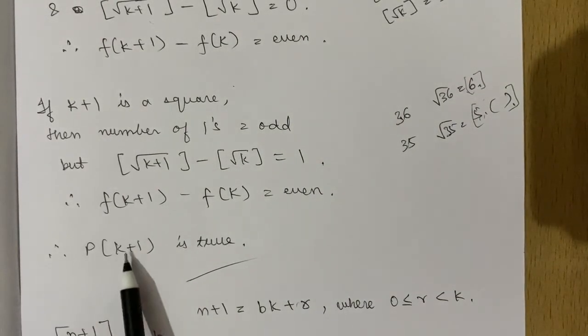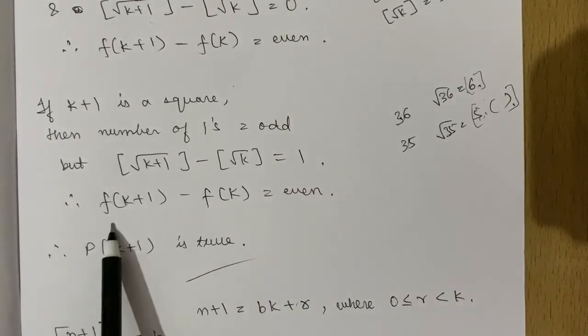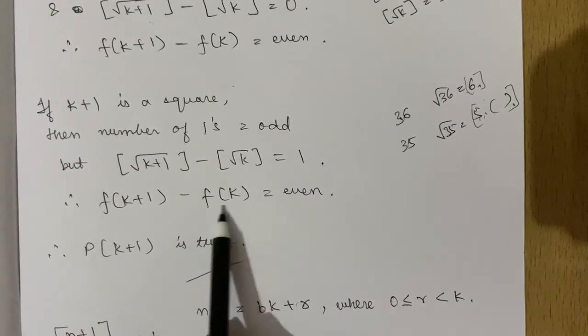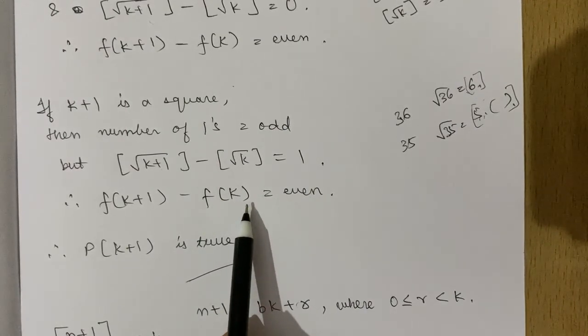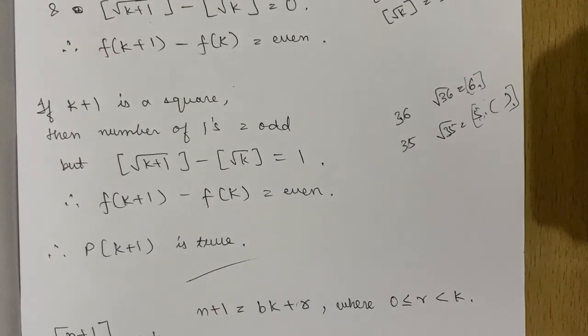Therefore, in both cases we showed that f(k+1) minus f(k) is even, and in the first step we showed f(1) is even. Therefore P(k+1) is true, which means the series is even for all natural numbers.